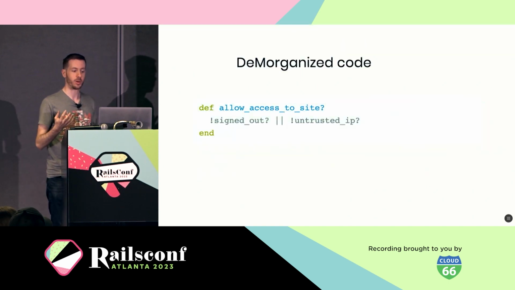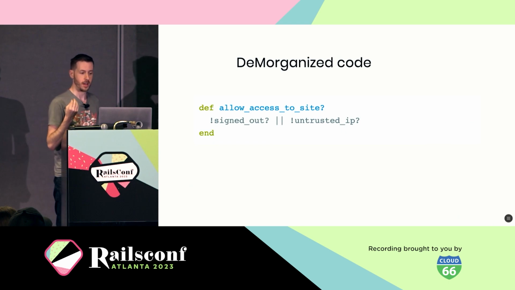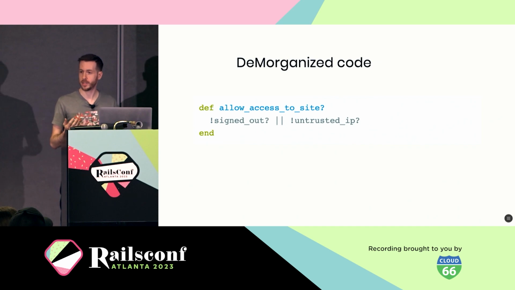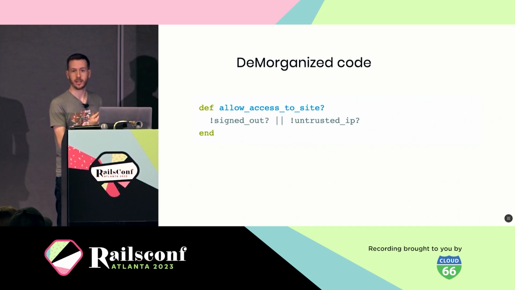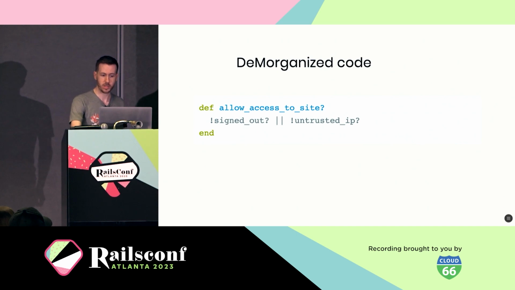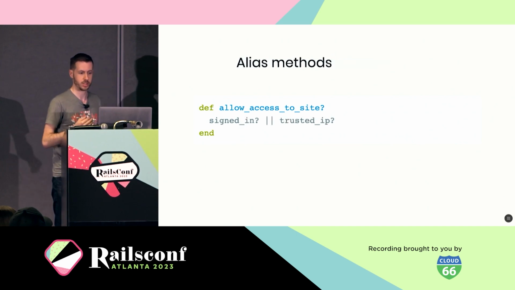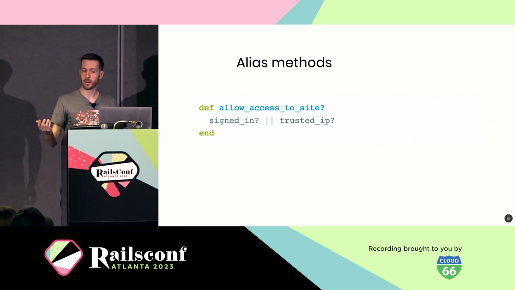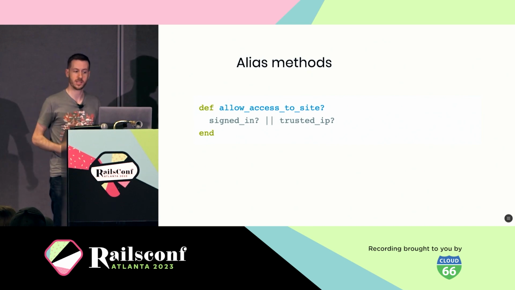So now we have our correct code, and we still have those two double negatives, but at least maybe it's slightly easier to read. Something that's nice about having the double negatives now at the individual clause level, rather than wrapping the whole thing, is that we could just alias those two, extract methods, and write them in the positive. And so now the code reads, who's allowed to access the website? If you're either signed in or you're a trusted IP, you get access to the website.